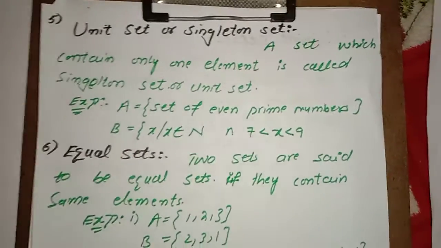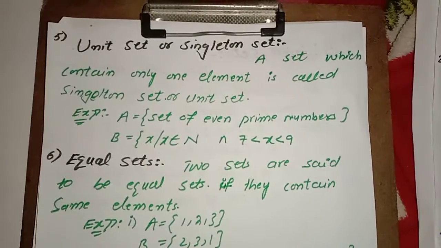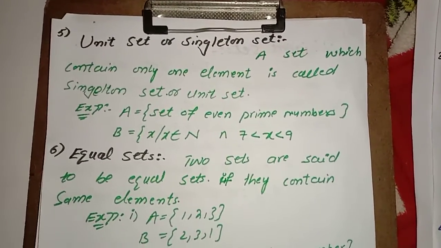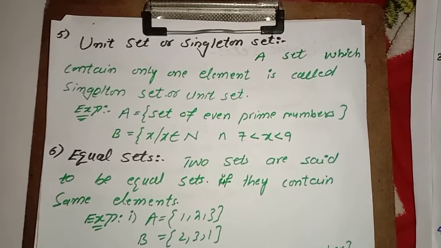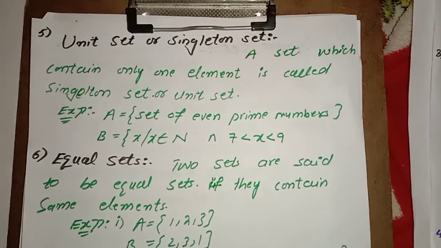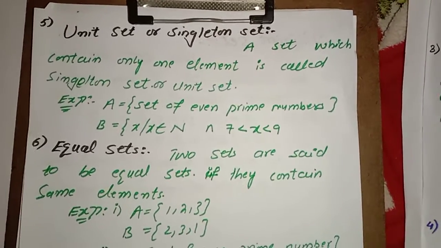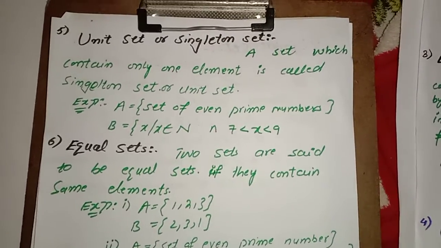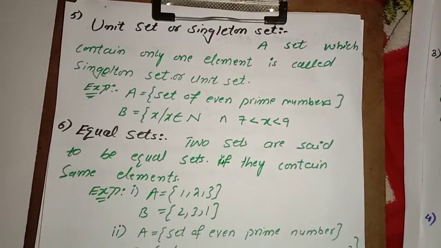Unit set. What is a unit set? Unit sets are singleton sets. A set which contains only one element is called a singleton set or unit set. It is very easy. If you focus on its name, you will understand it easily. Unit set means a set which contains only one element.